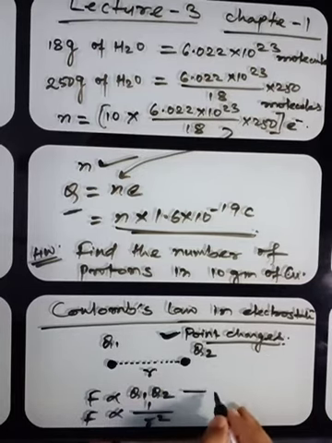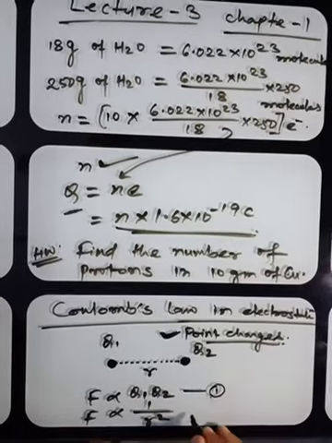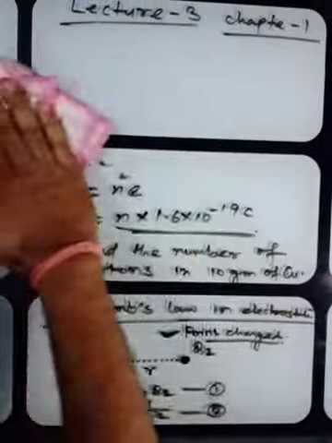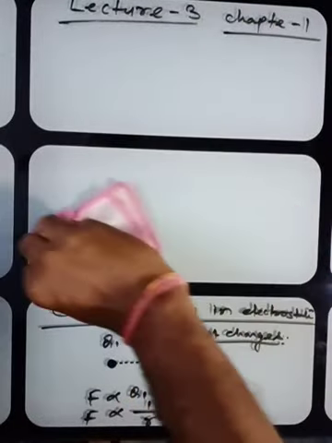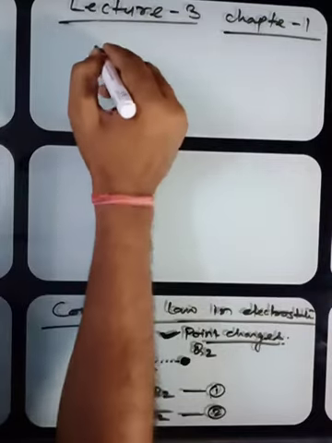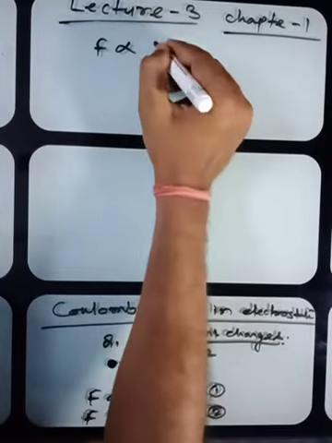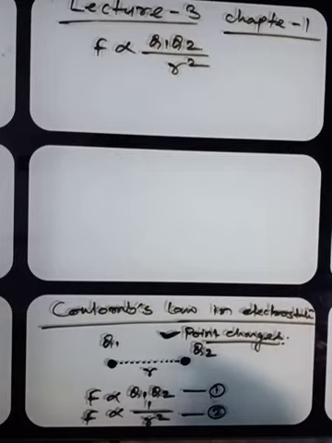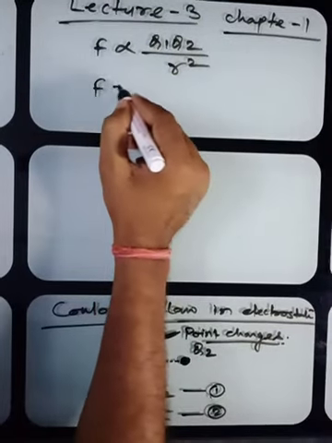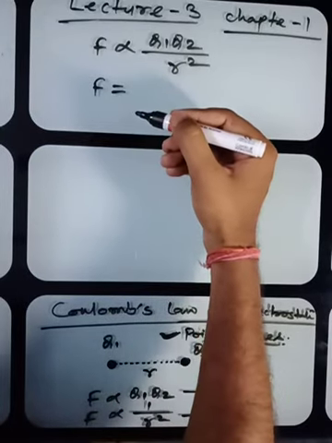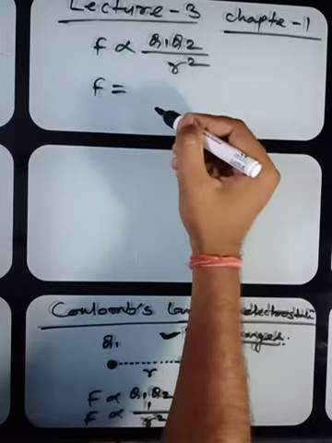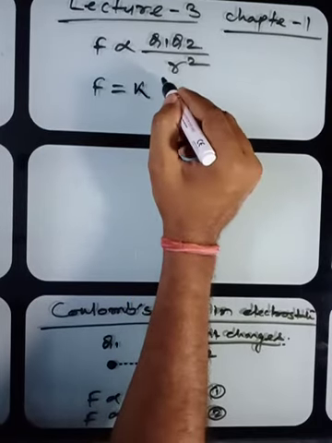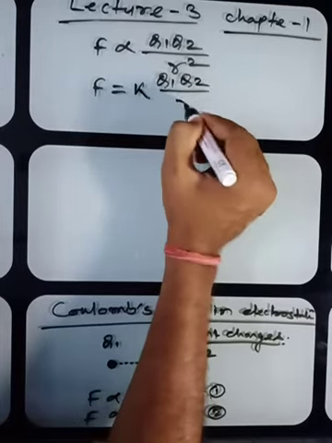Now these two can be considered as equations, and combining these two equations we can write that the force of attraction or repulsion between two charges is directly proportional to the product of charges and inversely proportional to the square of separation. Compensating with a proportionality constant, Coulomb found that for each pair of charges there is a fixed amount. It is considered as K, the proportionality constant. So F equals K Q1 Q2 by R square.